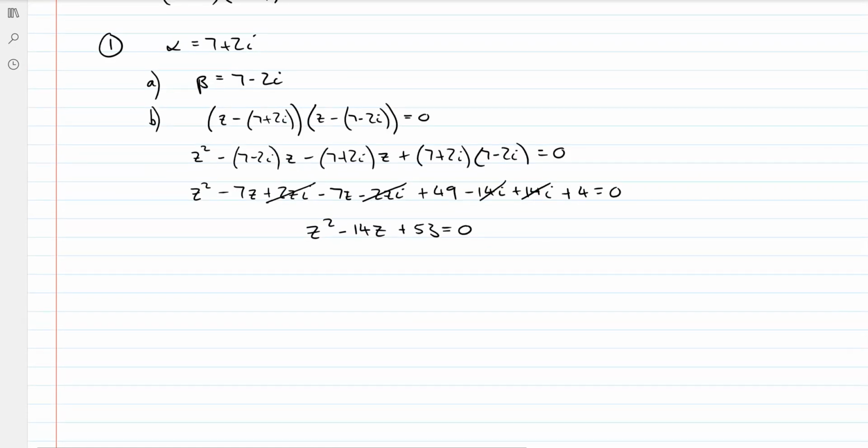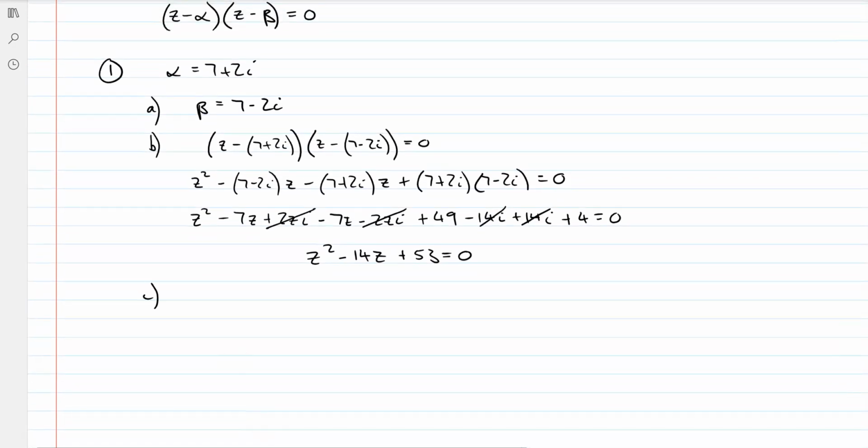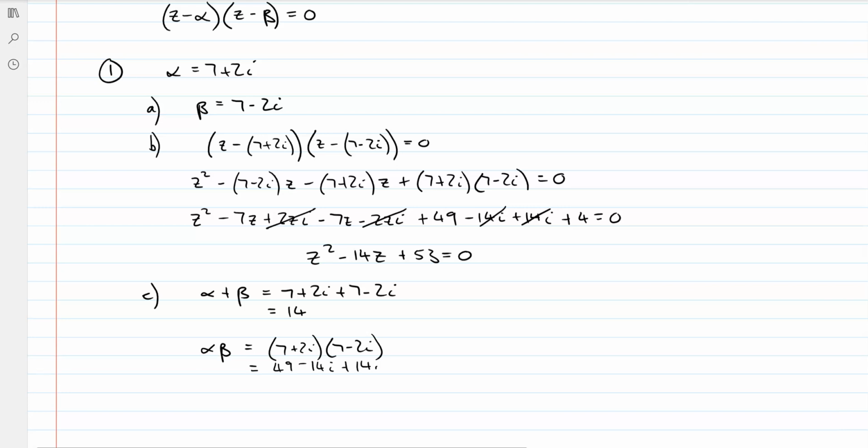Find the values of alpha plus beta and alpha beta and interpret the results. Okay, so we will come on to this in more detail in future chapters. But alpha plus beta is just 7 plus 2i plus 7 minus 2i, which is 14. The imaginary bits cancel. And alpha beta, we've actually already done in that previous bit. But we're going to get 49 minus 14i plus 14i, minus 4i squared, which is plus 4. The imaginary bits cancel, so you get 53. So you should notice it says interpret these results.